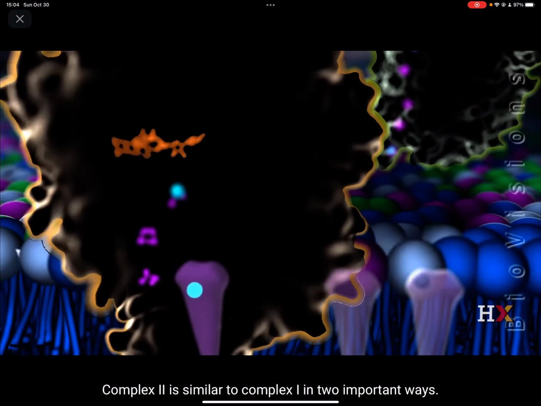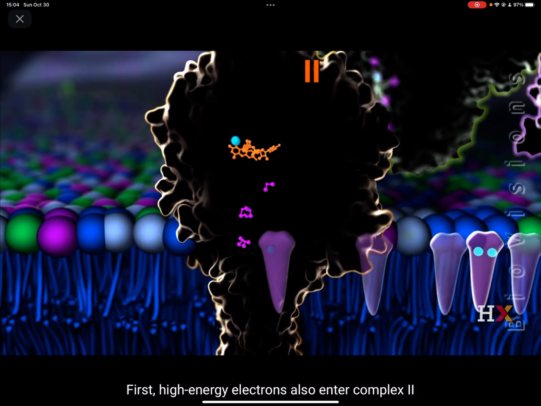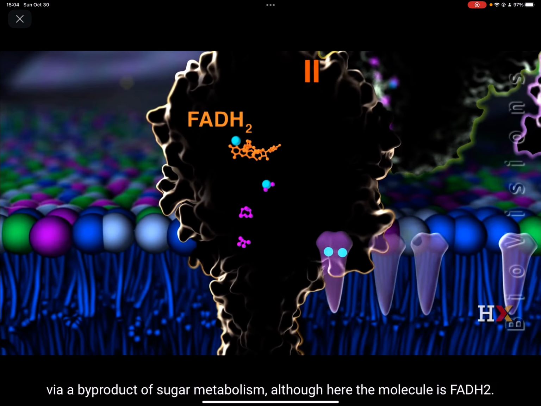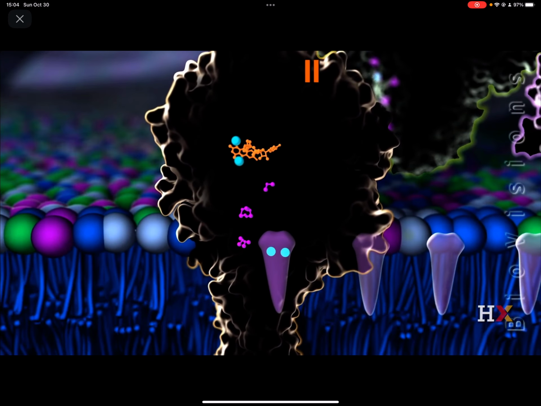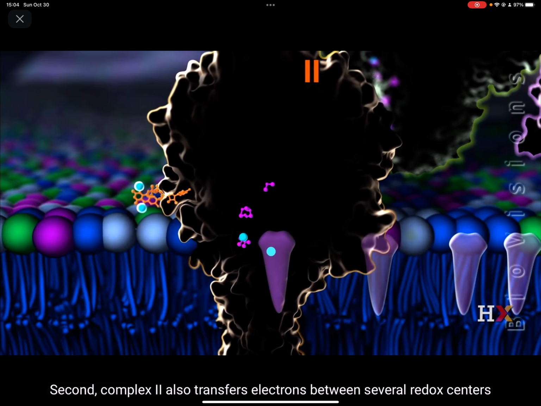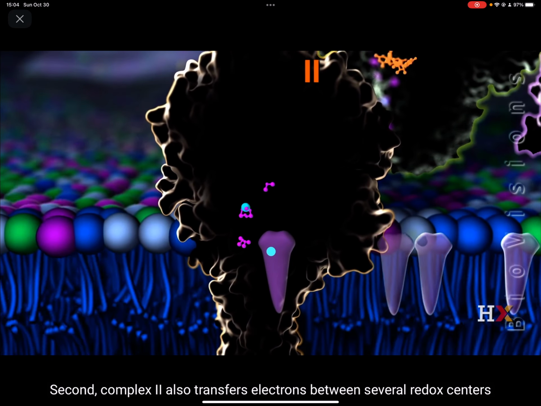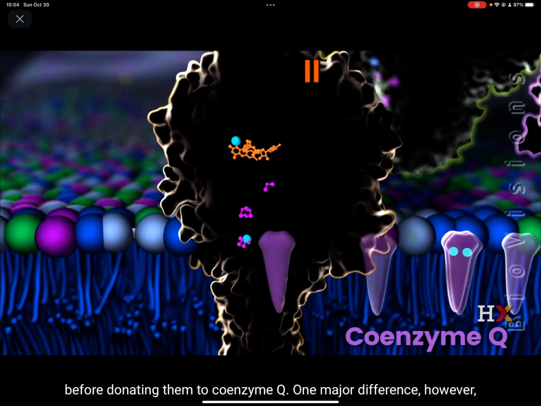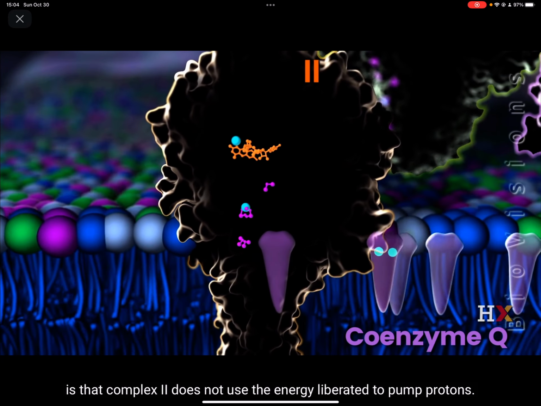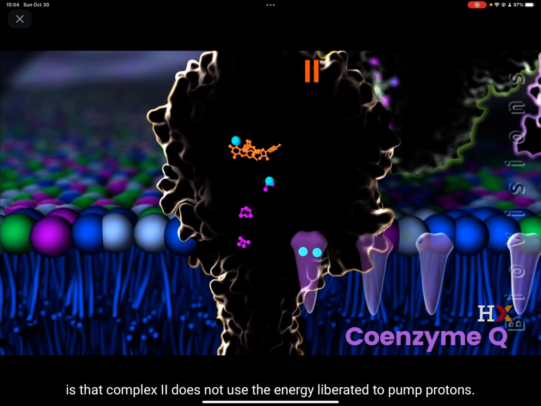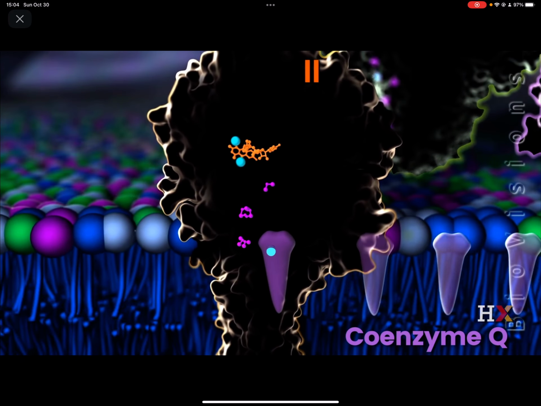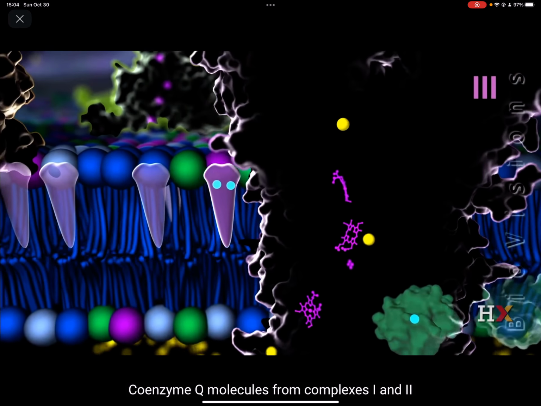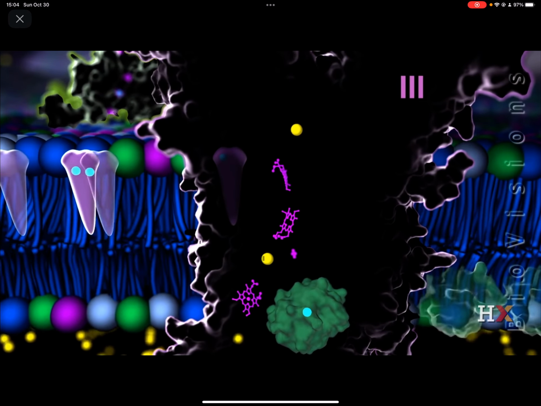Complex 2 is similar to complex 1 in 2 important ways. There are high-energy electrons that also enter complex 2 via this byproduct of sugar metabolism, although here the molecule is FADH2. And complex 2 also transfers electrons between several redox centers before donating them to coenzyme Q. A major difference, though, for complex 2 is that it does not use the energy liberated to pump the protons. Coenzyme Q molecules from complexes 1 and 2 donate their electrons to complex 3.